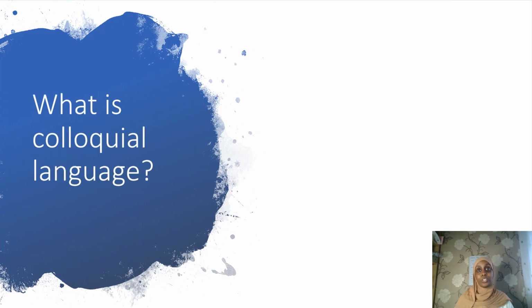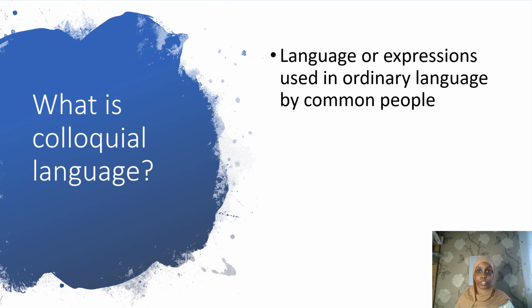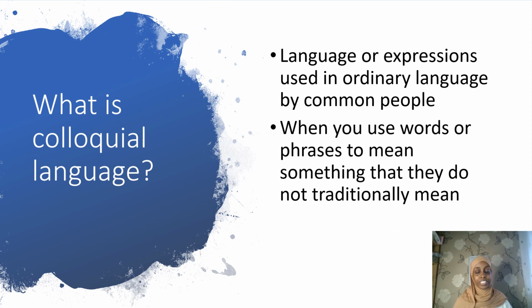So what is colloquial language? Language or expressions used in ordinary language by common people, which is a long-winded way of saying things that the average person says. That's pretty casual. So when you use words or phrases to mean something that they do not traditionally mean. Colloquial is another way of also saying slang. However, slang can vary and there are differences, which is why I want to focus on colloquial only. We can do slang at a later date, but colloquial language is the unintentional casualness of your phrases, whereas slang is deliberate.